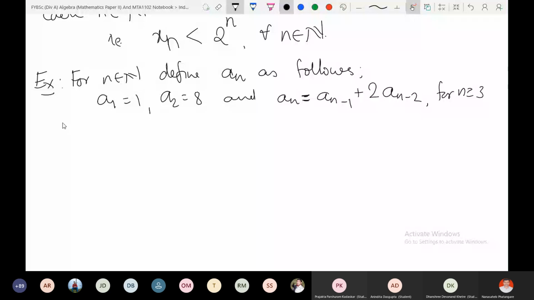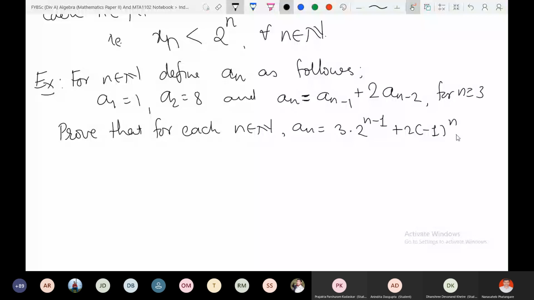Prove that for each natural number n, an is equal to 3 times 2 raised to n minus 1 plus 2 times minus 1 raised to n. Now, the problem is very easy to understand, right? Not difficult at all. So you can understand it easily.